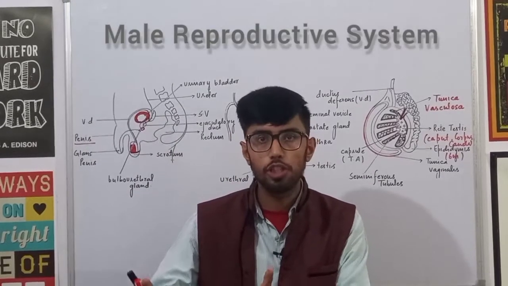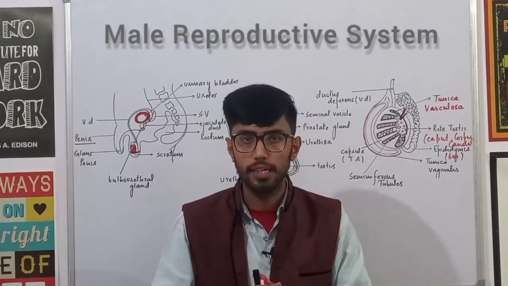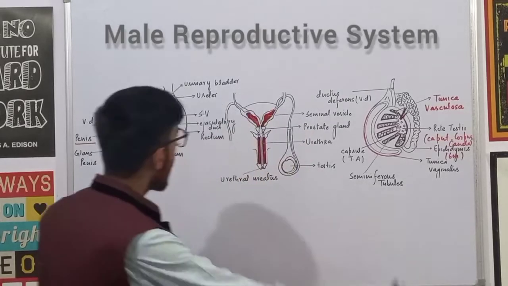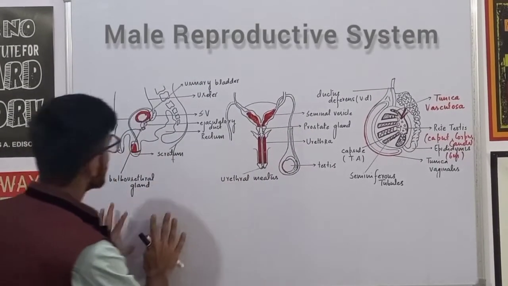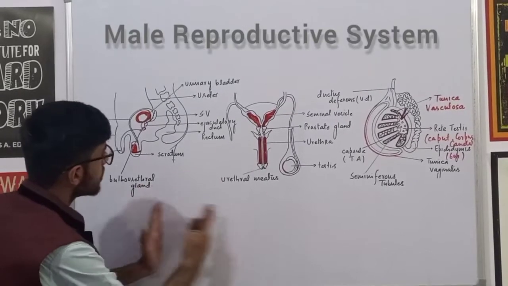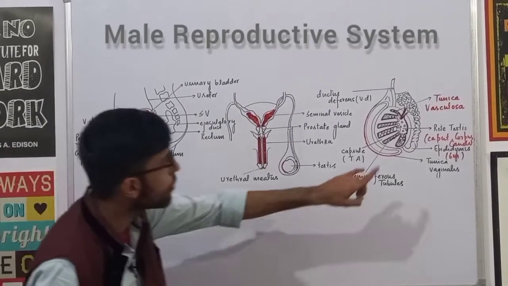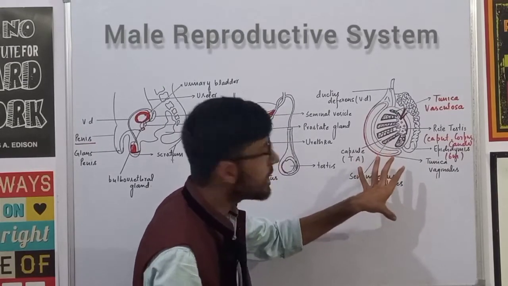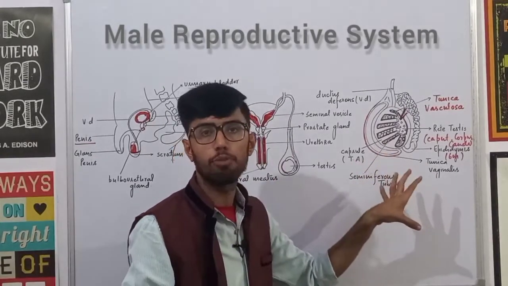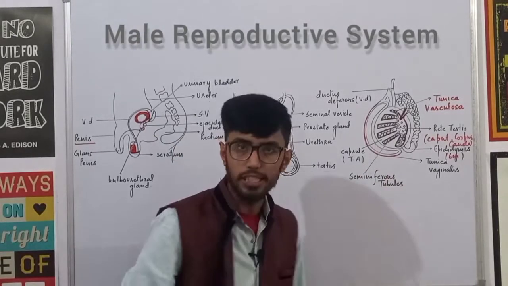In females also, the reproductive system is located in the pelvic region. I have drawn three diagrams on the whiteboard. This diagram and this diagram are showing the external part, and the third diagram is the primary organ of the male reproductive system, that is the testis.